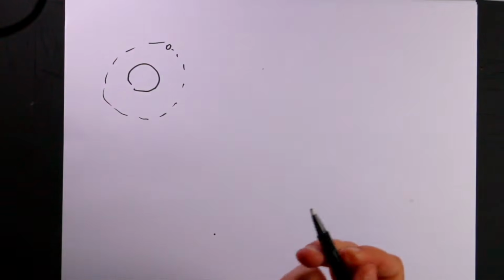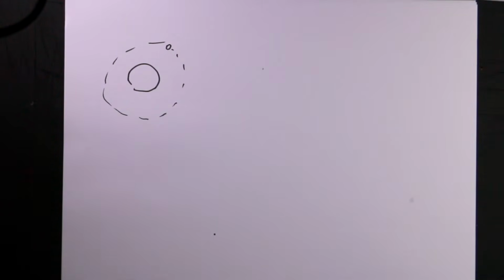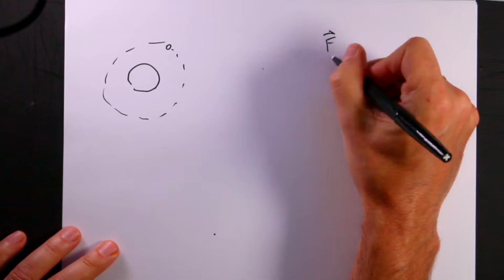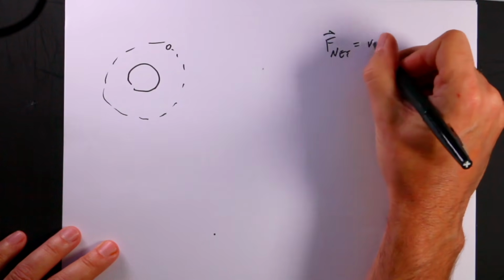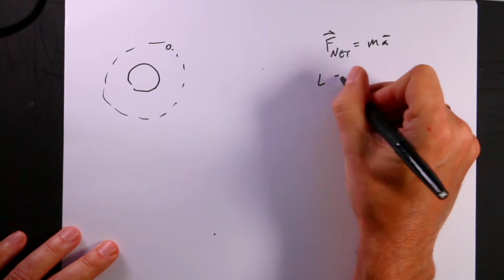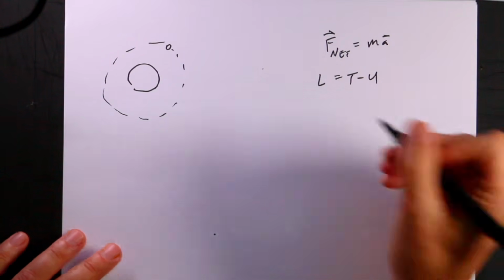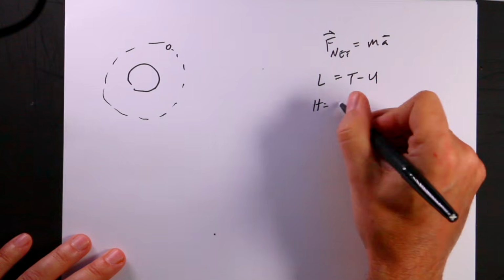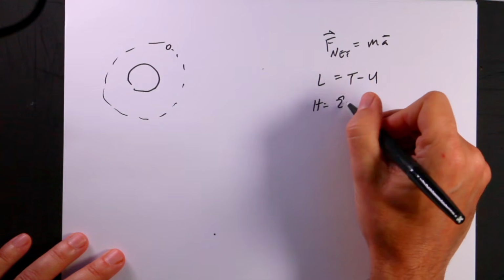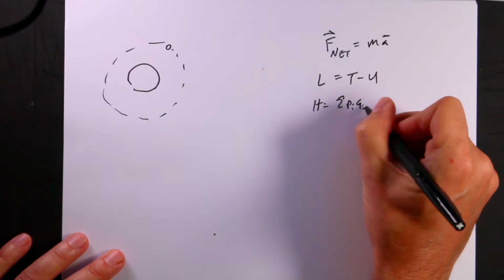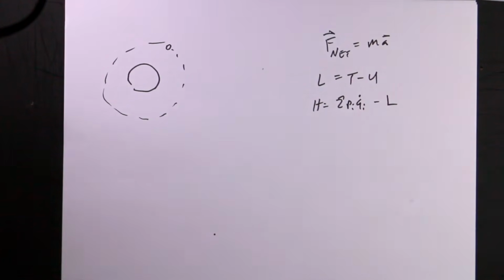So here's an object orbiting a planet. What would you use to find the equations of motion here? Well, you could use Newtonian mechanics. Let's just write F net equals ma, and then L equals T minus U, and H equals the sum of p_i q_i dot minus L. Okay, so which one of those three would you use?